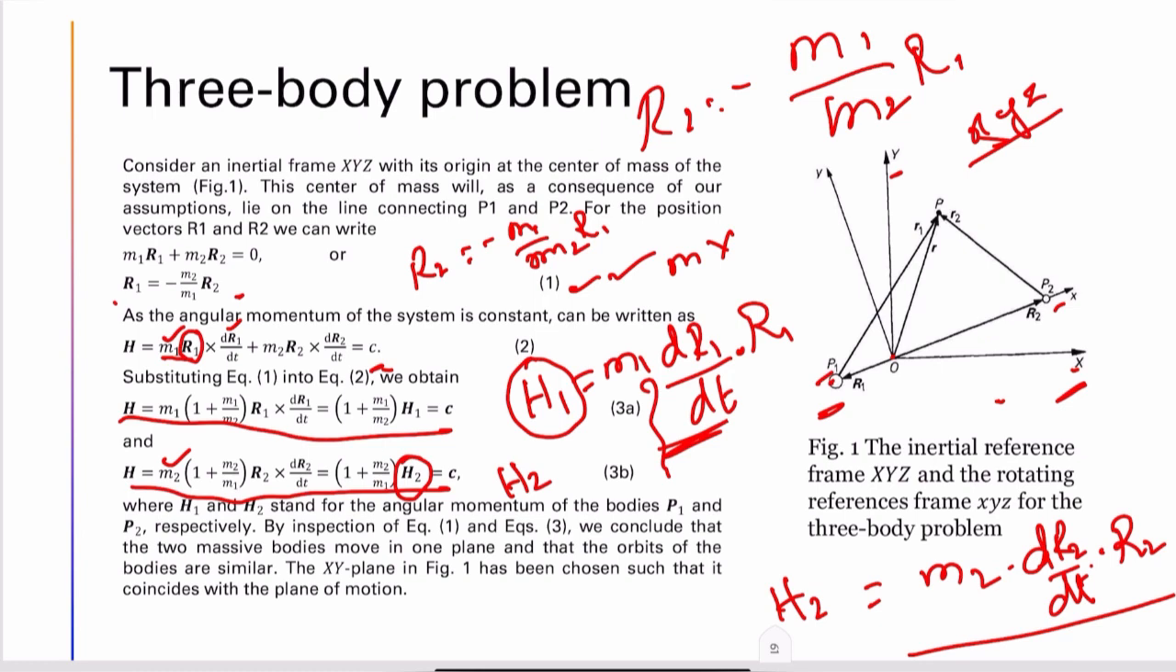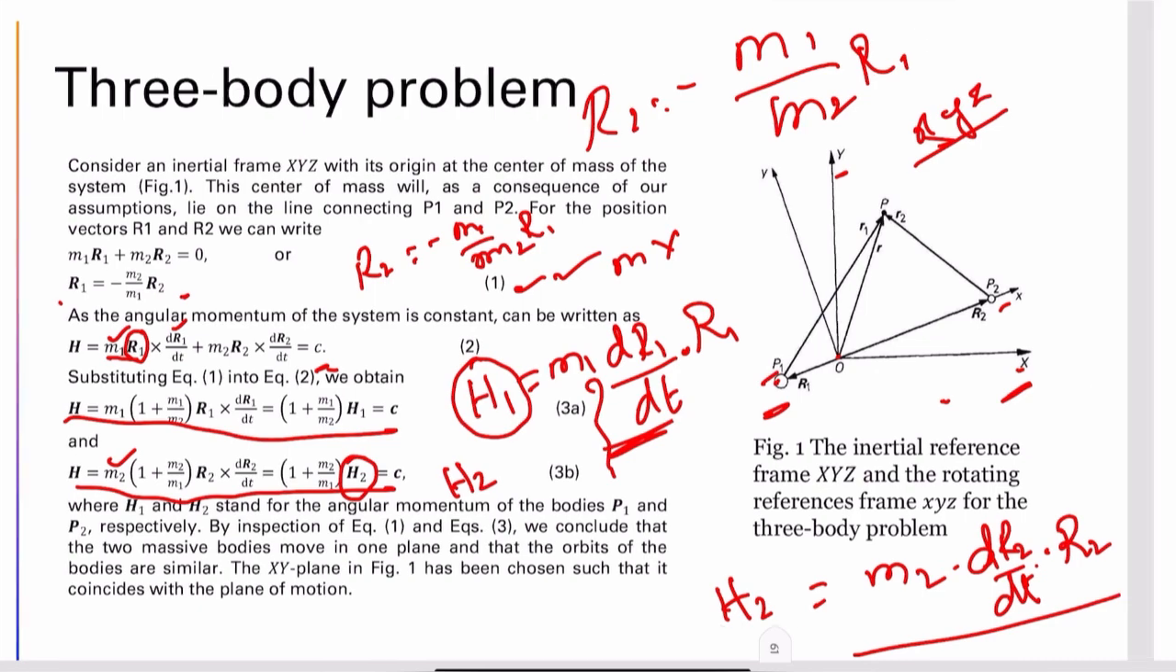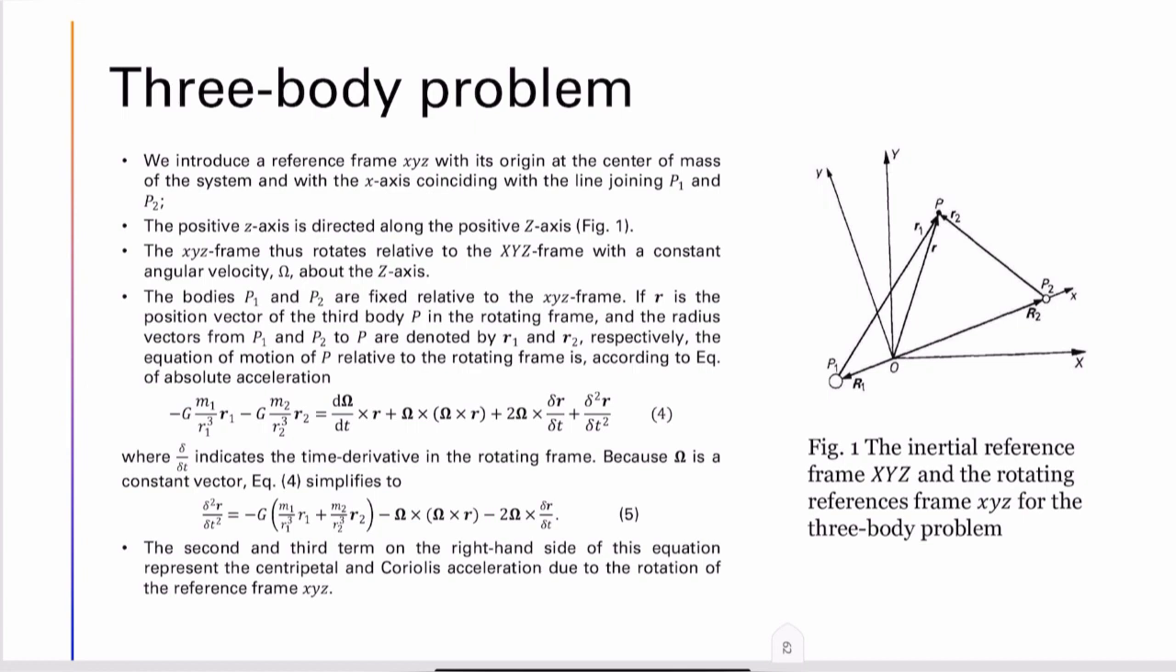So it is in the XY plane. The XY plane in the figure has been chosen in such a way that it coincides with the plane of motion. That is how we have taken this reference frame. We now introduce another reference frame x, y, z at the origin, where its origin is at the center of mass of the system. The same system, we have the system X, Y, Z, which is an inertial frame system. In the system, we are introducing another coordinate x, y, z. So this is the another coordinate which we have introduced in the same system.